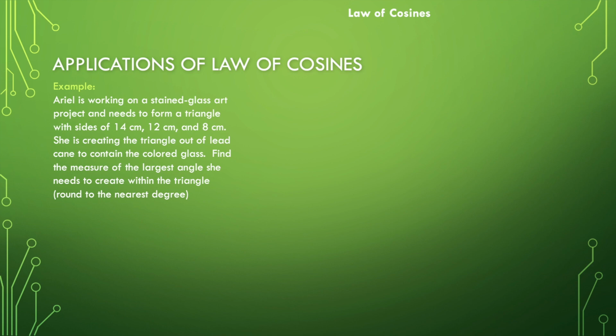Ariel is working on a stained glass art project and she needs to form a triangle with sides 14 centimeters, 12 centimeters, and 8 centimeters. She's creating the triangle out of lead cane to contain the colored glass. Find the measure of the largest angle she needs to create within the triangle and round to the nearest degree.